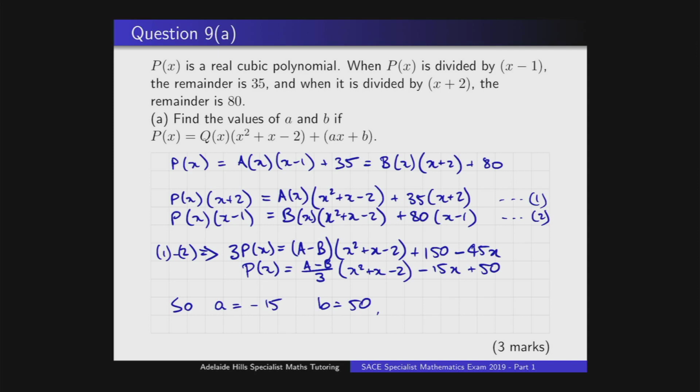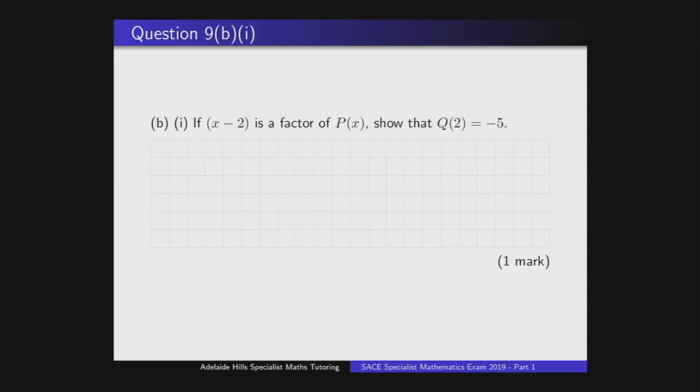So that's part A. Now looking at part B, it breaks up into a couple of parts, but the first part says that if x minus 2 is a factor of p of x, show that q of 2 equals minus 5.